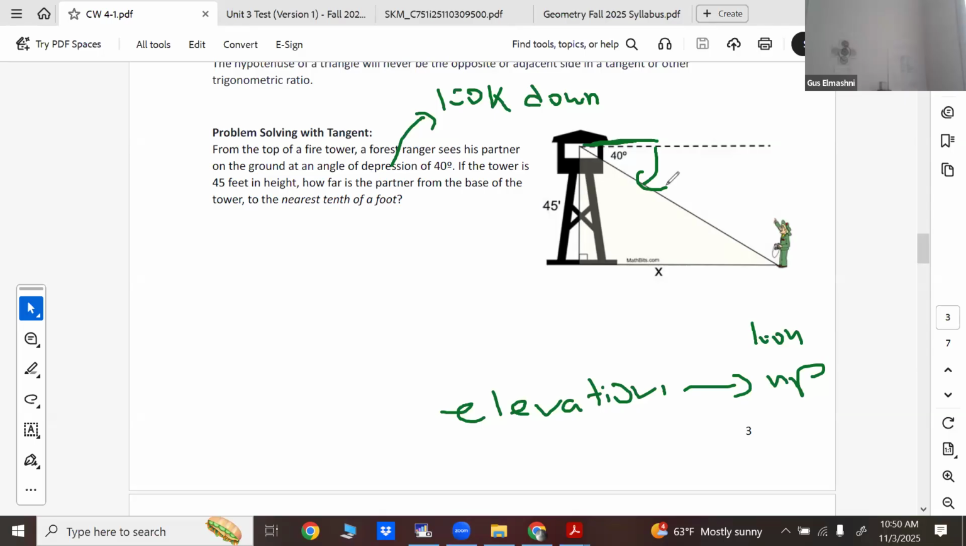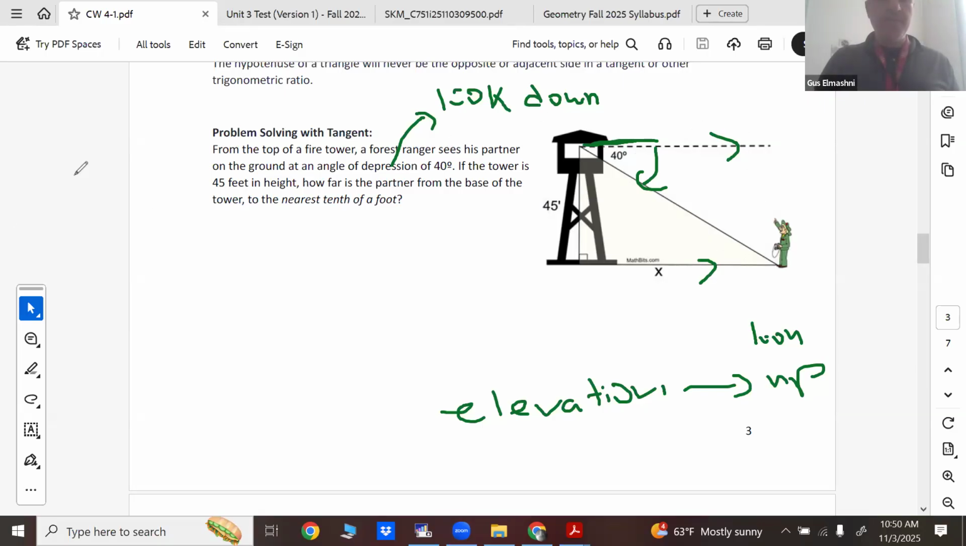40 degrees. So the angle of depression is always from your line of sight, where you tilt down, right? Now, this dashed line and the ground here. What do you think is true about both these lines? Yes, they're parallel. They're totally parallel. 100% they are. So this is parallel to this.